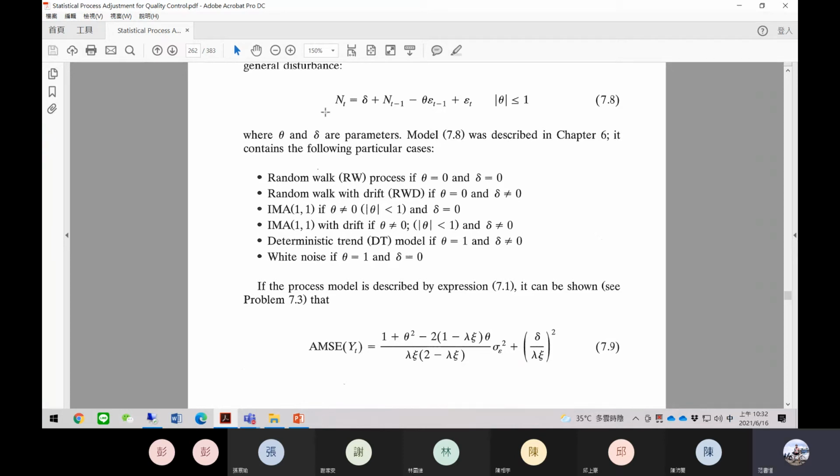If delta equal to 0 and theta is equal to 1, this cancels out, so the next one equals the previous one. This is only a Y sequence. Okay, so there are just so many different forms of the disturbances.